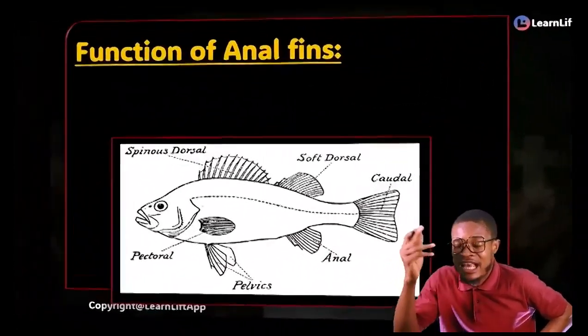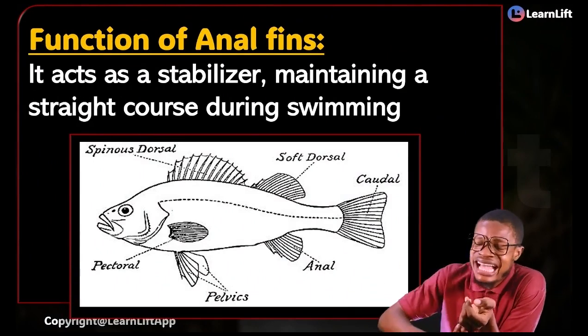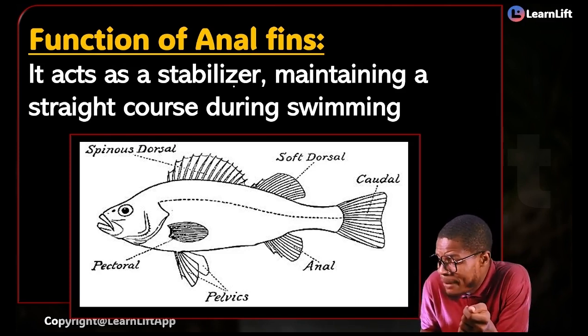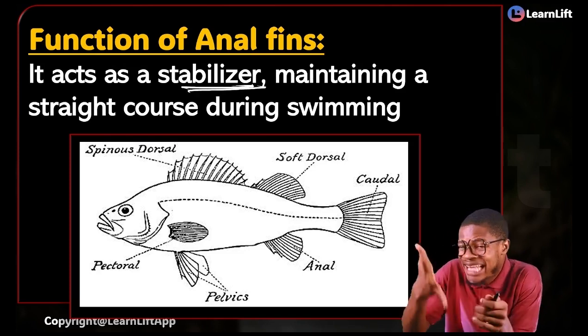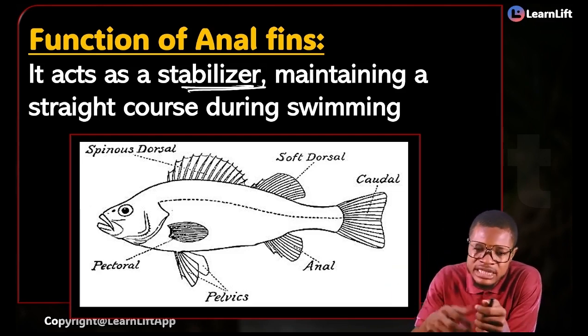And don't forget that their functions are very important. What is the function of the anal fins? Number 1, it acts also as a stabilizer. It acts as what? A stabilizer. It will stabilize the fish during movement. So both the dorsal and the anal fin are to stabilize the fish during movement.